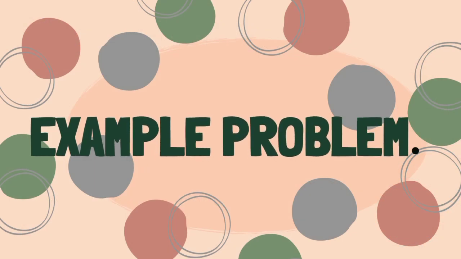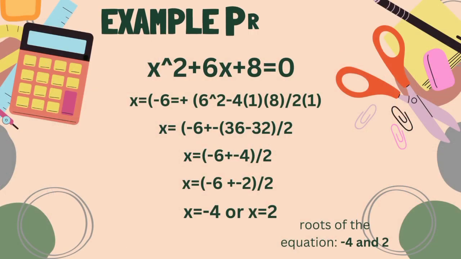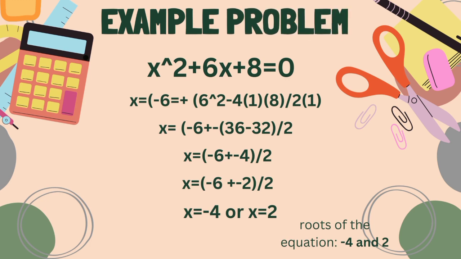Let's take an example problem to solidify your understanding. Our quadratic equation will be x squared plus 6x plus 8 is equal to 0. If we apply the quadratic formula, we get x is equal to negative 6 plus or minus the square root of 6 squared minus 4 times 1 times 8, all over 2 times 1. x is equal to negative 6 plus or minus the square root of 36 minus 32, over 2. x is equal to negative 6 plus or minus the square root of 4, over 2. x is equal to negative 6 plus or minus 2, over 2. And lastly, x is equal to negative 2 or x is equal to negative 4.